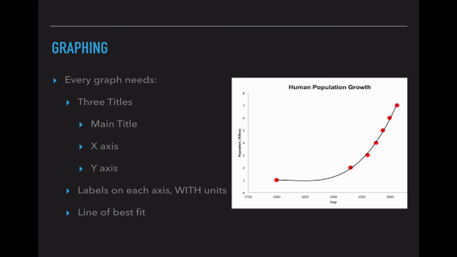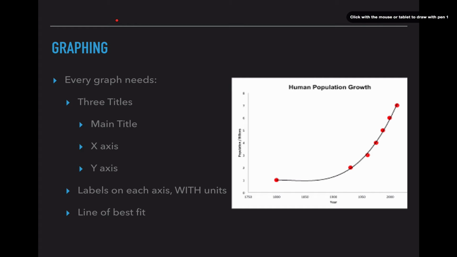A lot of times in class, I'm not going to give you the information of which item goes on which axis, so you are going to have to determine that on your own. And I'm going to give you a couple hints on how to do that. Okay? In addition to the three titles, you need to have labels on each axis with the units given, and then the line of best fit, which we're going to talk about last.